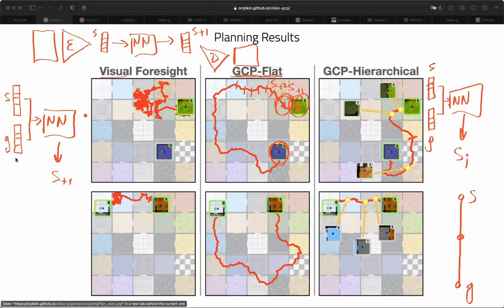And we can repeat this process using these 2 states. We can predict the intermediate state and the same here. And we can continue until we fill this chain of states such that we have a smooth sequence of frames, which can be a video prediction or a path planning in this kind of maze.